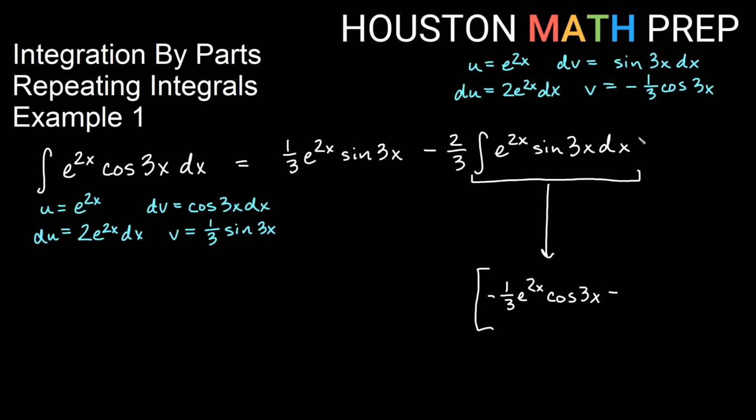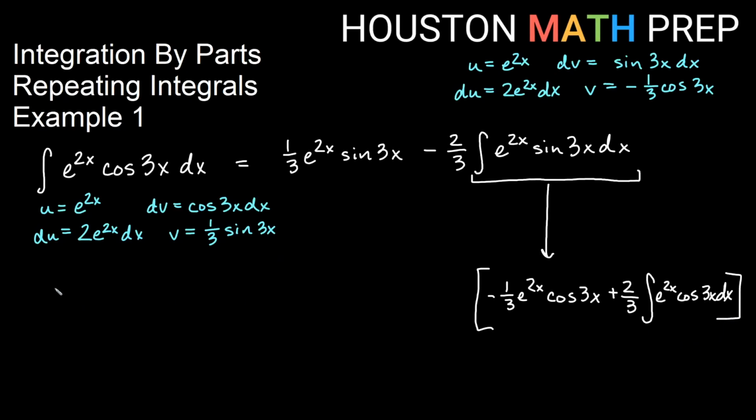minus the integral of v du. So we have a negative 1/3 and 2, so that would be negative 2/3. I'm going to bump the negative out, which will make that a plus. I'll bump the 2/3 out as well. And then we will have e to the 2x cosine 3x dx, which, if you'll notice, is that repeating integral. Now we have the same thing that we started with at the very beginning, right?